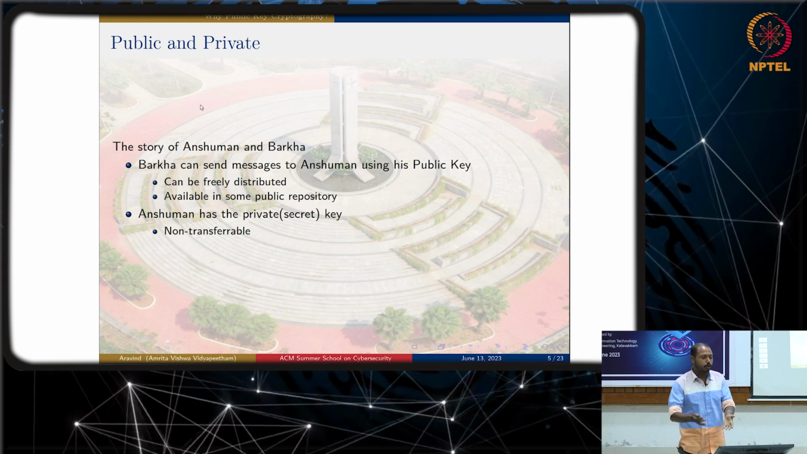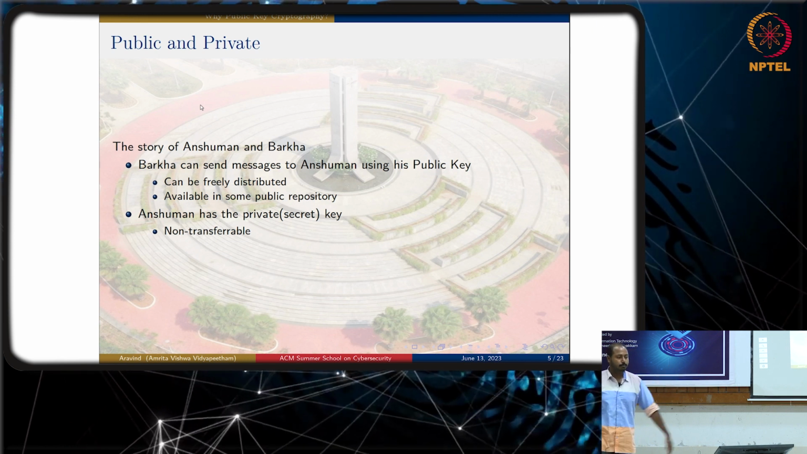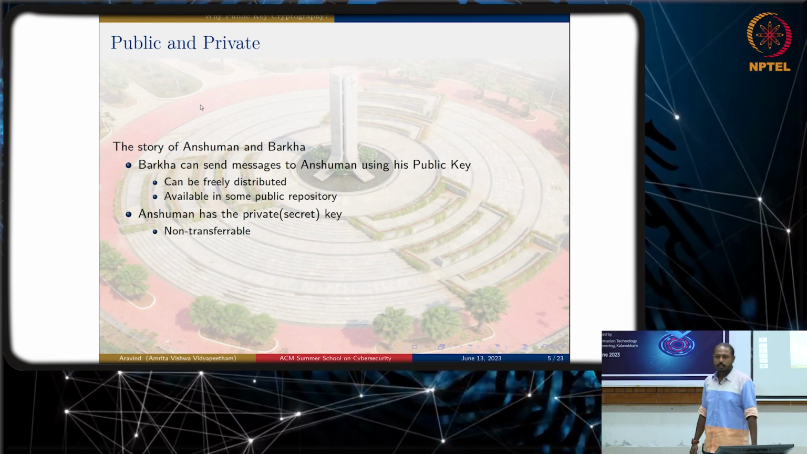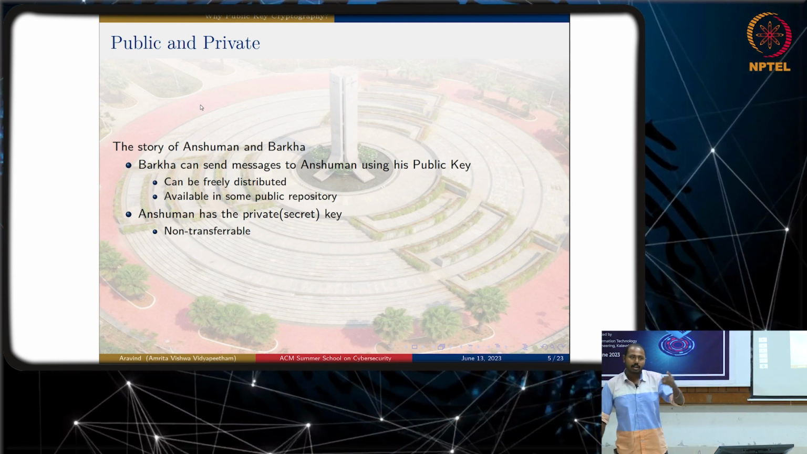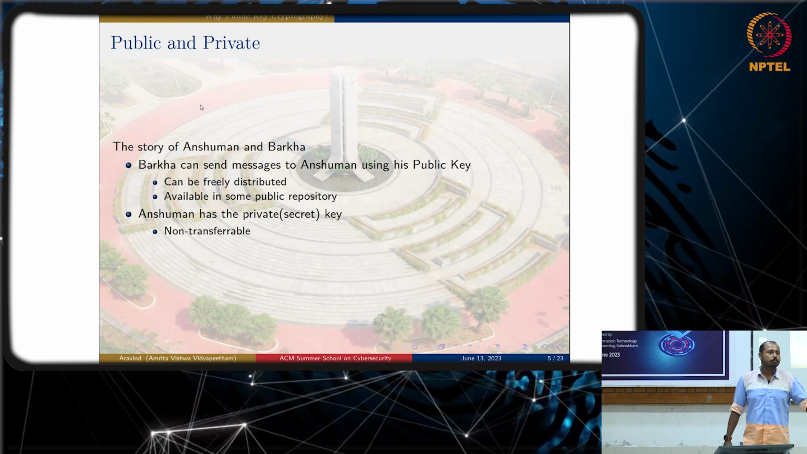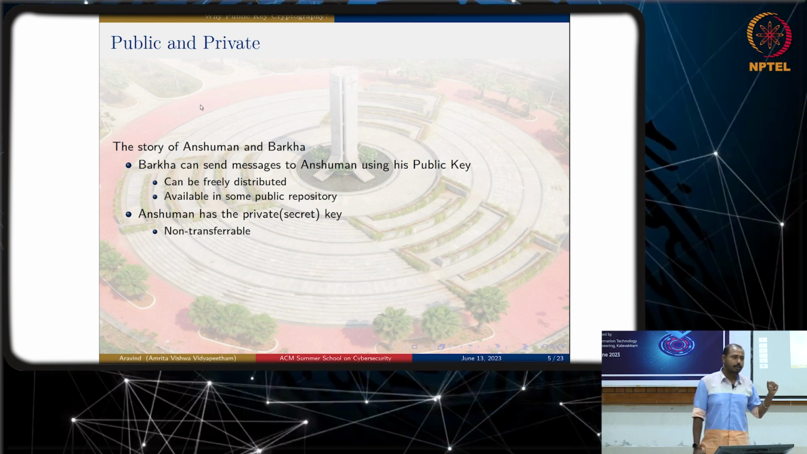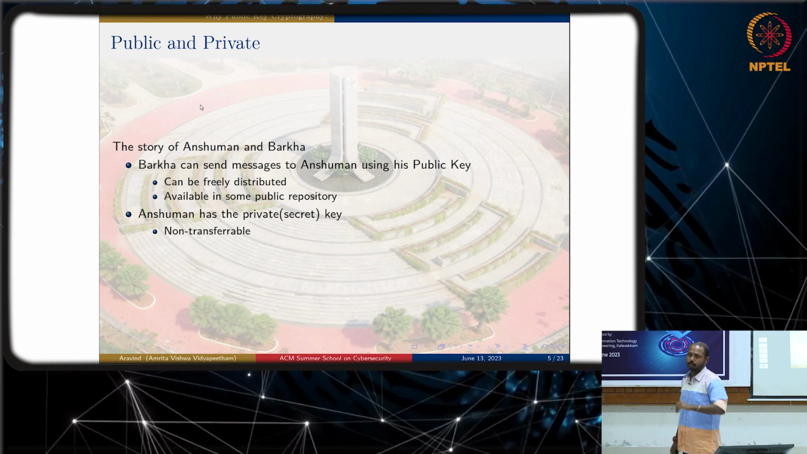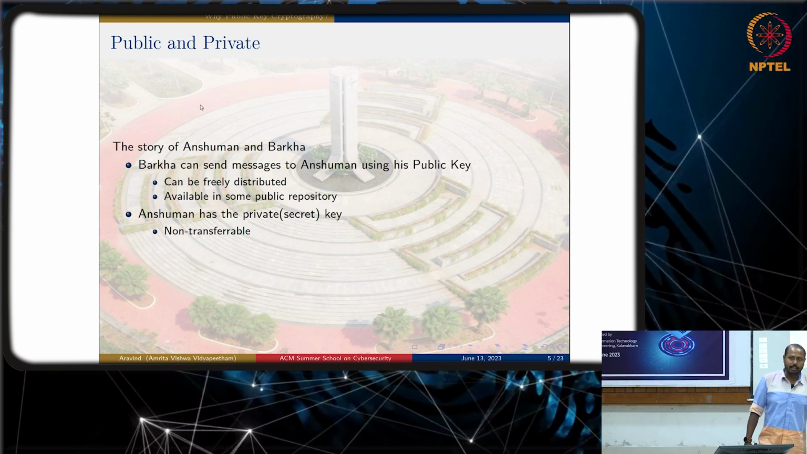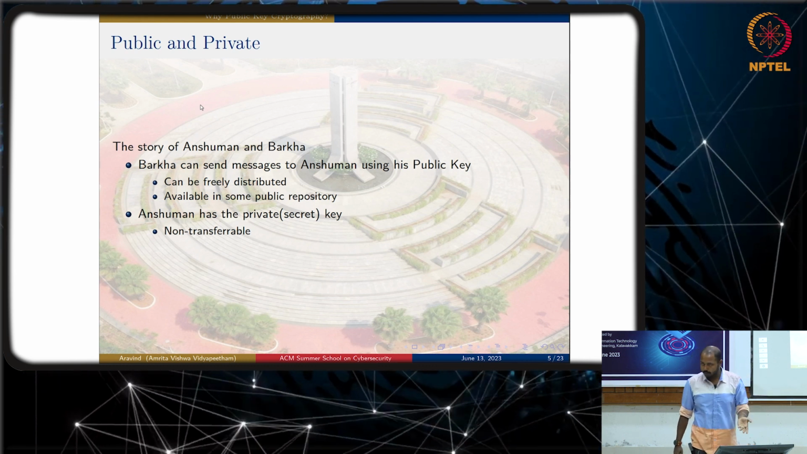what is public and private? Anyway, I told you this already. The story of Anshuman and Barkha. Barkha can send Anshuman messages using his public key. That is, Anshuman has given a padlock to Barkha. So Barkha will use that padlock to put the message in a box, lock it, and send it back to Anshuman. Only Anshuman, and nobody except Anshuman, can open this unless there is a duplicate of the key, which we assume there is not. That is why it's non-transferable. Anshuman cannot give that to anybody else unless he trusts. Anshuman can be a person or an organization, depending.